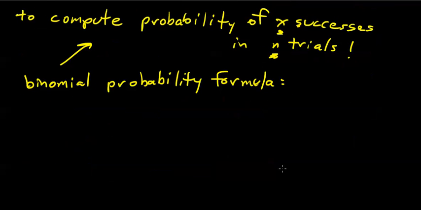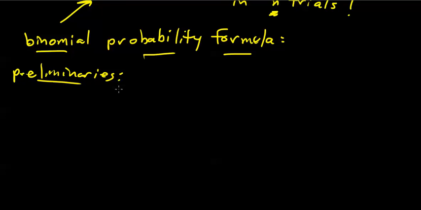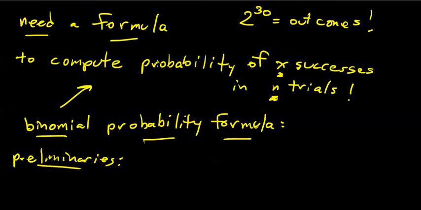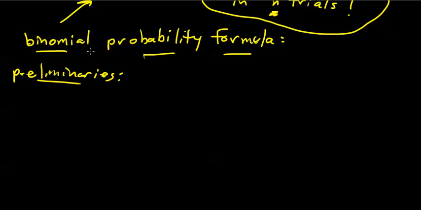Alright, so what I'd like to do is develop this formula today and get some practice using it for you. But we're going to have to do some preliminary stuff first. Let me write down some preliminaries. First, we've got to write down some necessary conditions to develop this formula and also talk about some new notation. Remember, this is the target, to compute the probability of X successes in N trials. So, for example, 20 girls in 30 births.